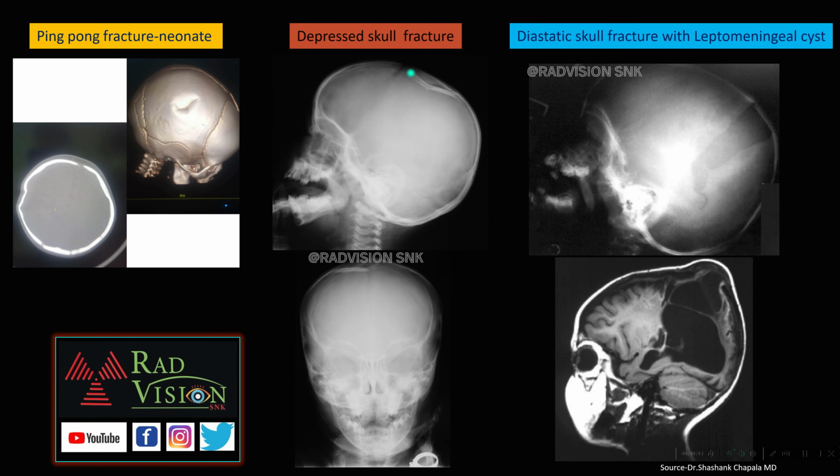This is an infant where you can see there is a depressed skull fracture and the fracture line is clearly seen. So this is a case of depressed skull fracture in an infant. And here you can see this is a diastatic skull fracture. These diastatic skull fractures occur along the sutures with sutural widening and separation. And here you can see in the same case there is gliosis or encephalomalacia which is extending into the diastatic skull fracture, which is nothing but leptomeningeal cyst. So this is a case of diastatic skull fracture with leptomeningeal cyst.